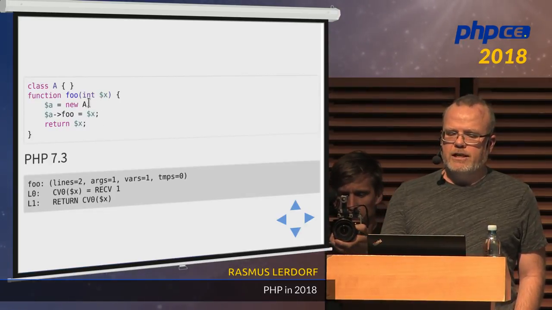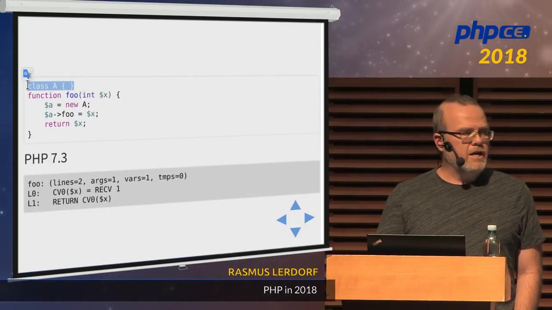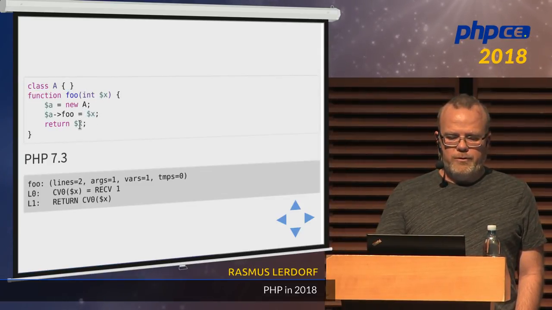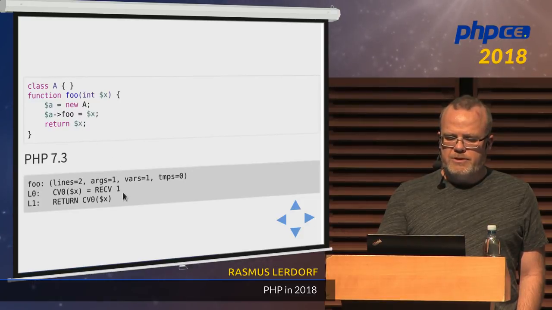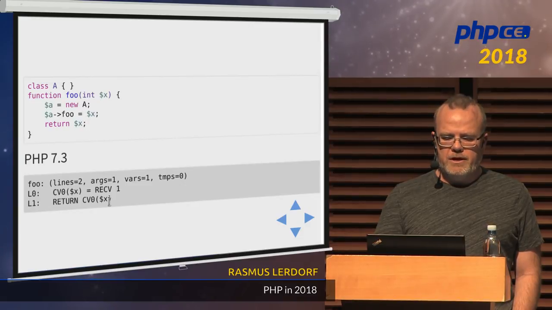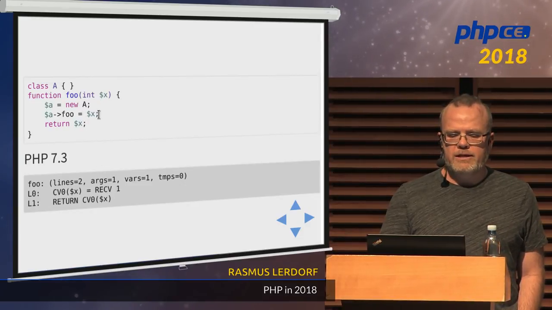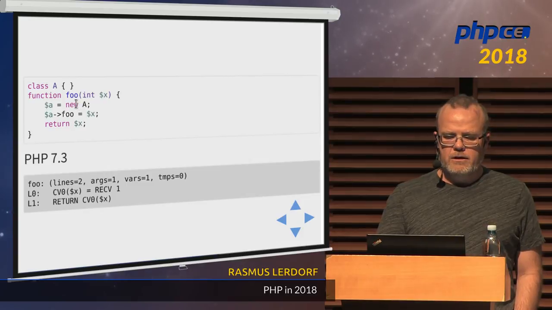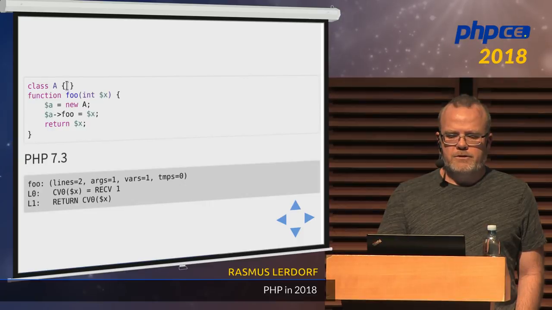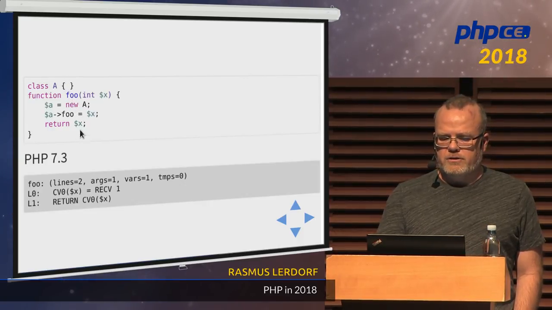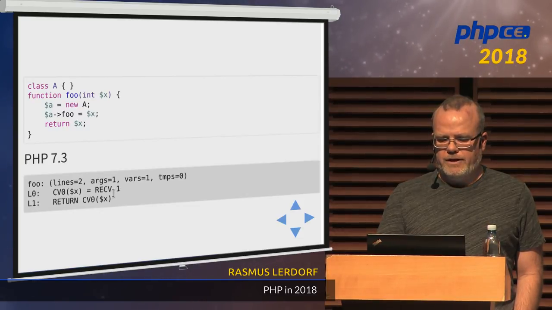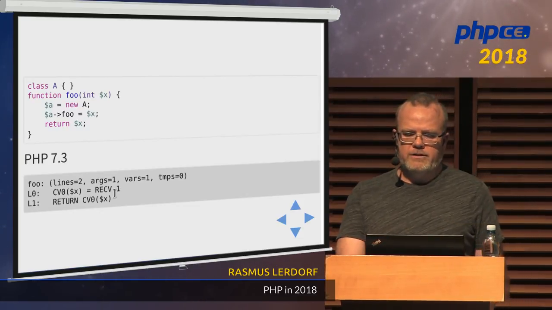And there are more complicated things like this as well. Here we instantiate class A. Class A doesn't have a constructor or a destructor. We set a property on A, and then we return X. PHP 7.3 gets rid of all that. It doesn't even instantiate A, because it knows that there's absolutely no way that setting this property to $x on this object will do anything. There are no side effects, and this object goes away at the end of this function call, so there's no point even doing it, right? So all this does is return $x.